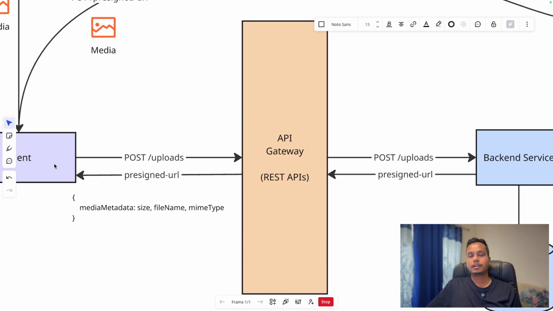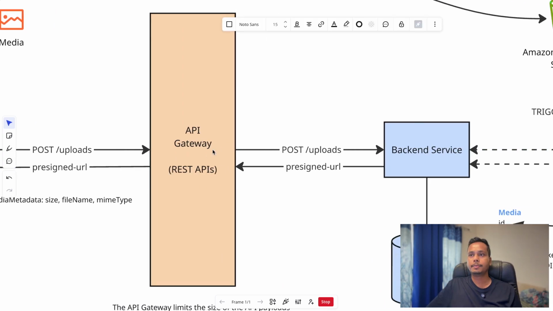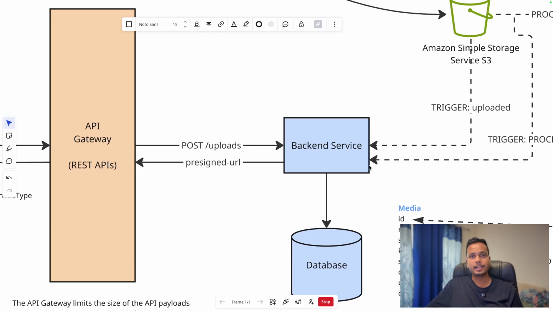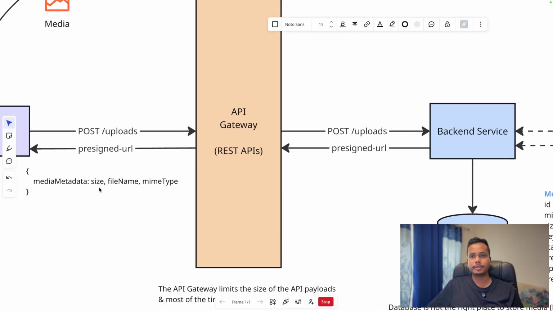Okay, so once your client sends this media metadata in this uploads POST API call, it will go through your API gateway. It will end up in your backend service. Then your backend service will analyze this input data from the front end regarding that media file. It will first validate what the size of this media file is which the user is trying to upload, what the MIME type is, and whether this size conforms with the allowed size for this media file.